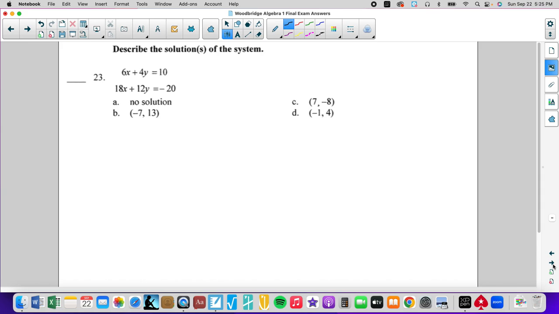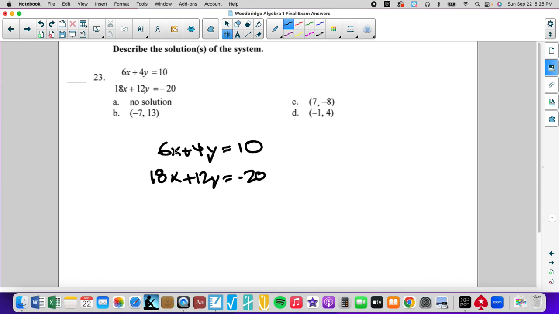So it says describe the solutions of the system. So we have 6x plus 4y equals 10, 8x plus 12y equals negative 20. So I'm going to use elimination, meaning I'm going to cancel one of these variables. So I need these x's to cancel. If I'm going to cancel these x's, these coefficients have to be opposite of each other. So how can I make this value equal to the opposite of 18 or negative 18?